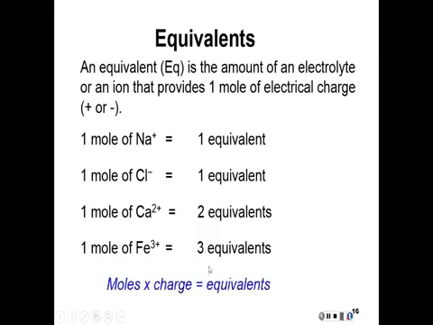So to get the number of equivalents, we take the number of moles of the ions that we have and multiply it by the charge. And we can do this to either the positive or the negative ions in the solution, and it wouldn't matter. So if we had sodium chloride, 1 mole of sodium chloride is going to give us 1 equivalent, because it's going to give us 1 mole of sodium and 1 mole of chloride ions.